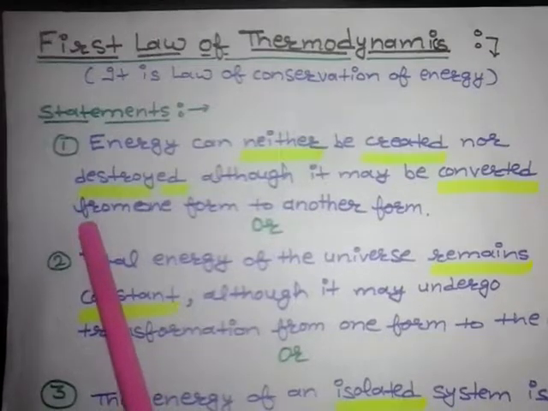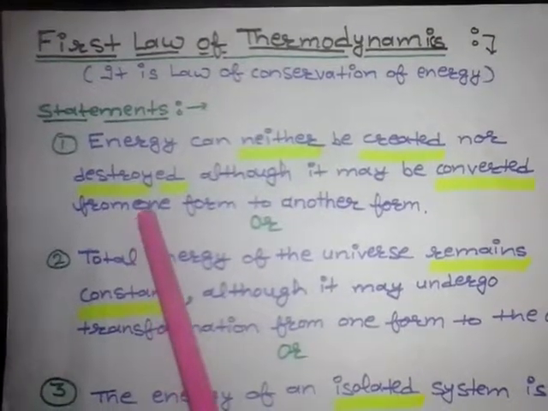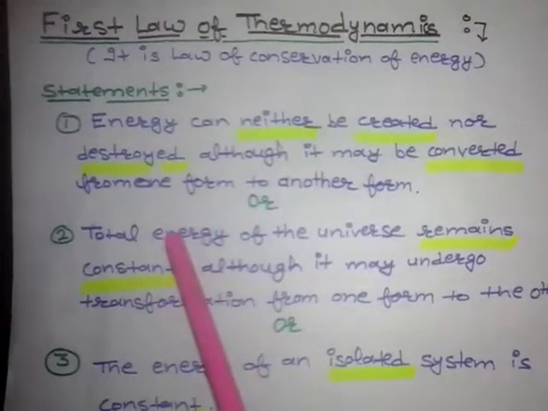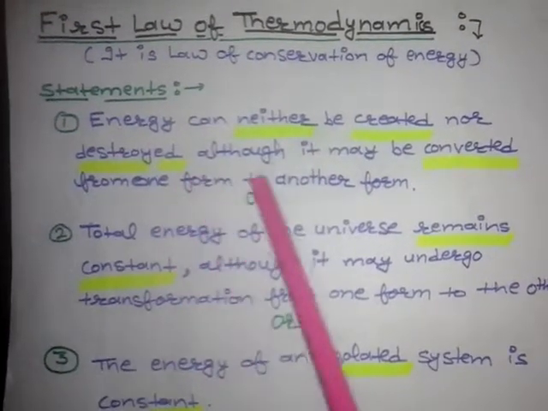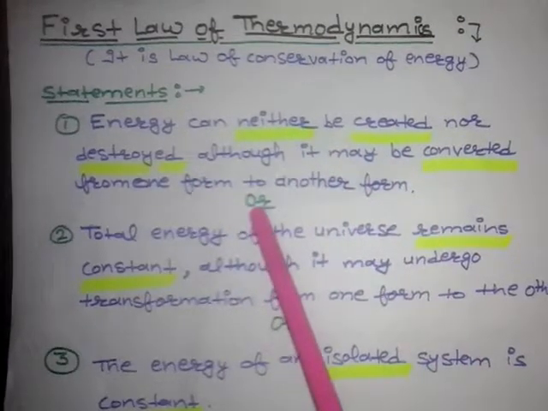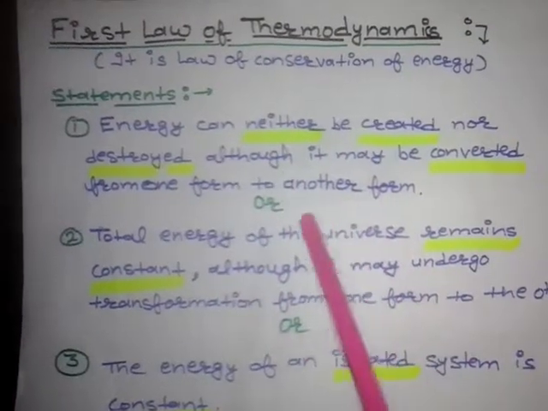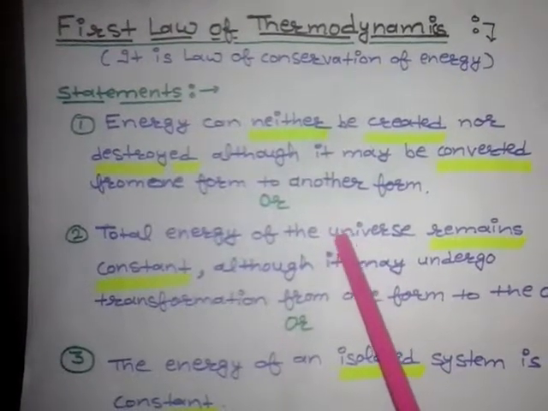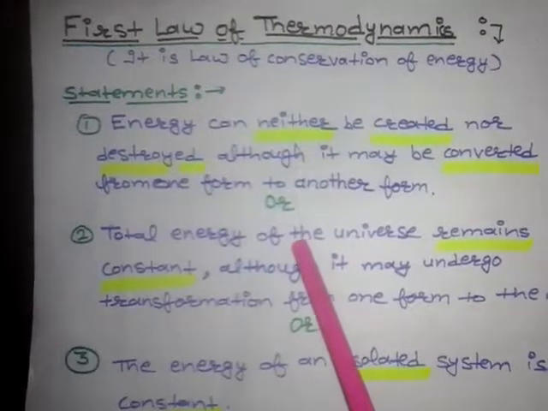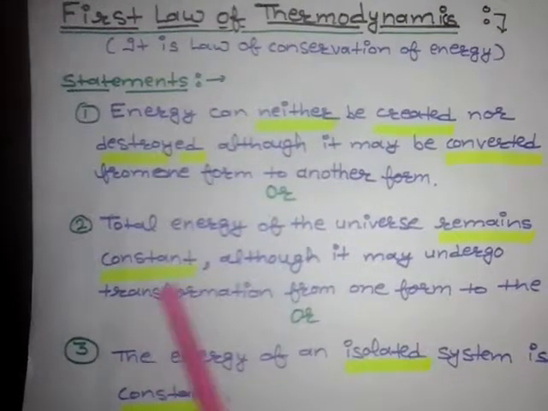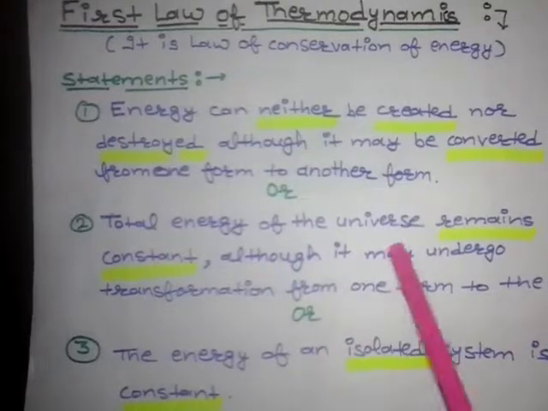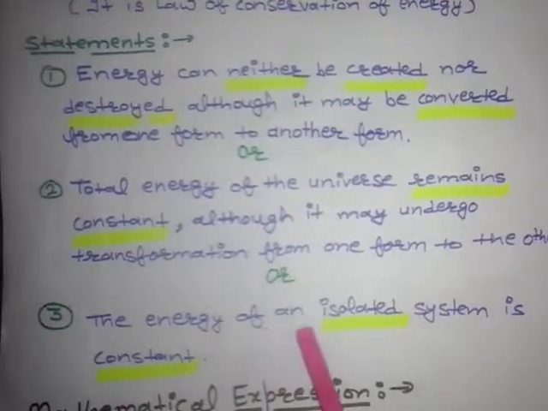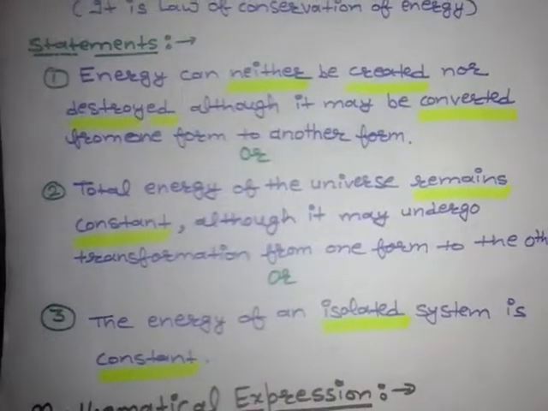So first of all, you must remember the statement of first law of thermodynamics. This law states that energy can neither be created nor destroyed, although it may be converted from one form to another form. It can also be stated in other ways. Second one, total energy of the universe remains constant. Third one, total energy of an isolated system is constant.